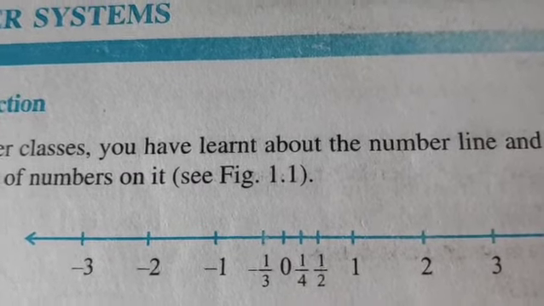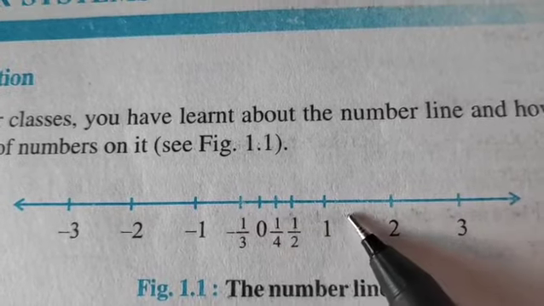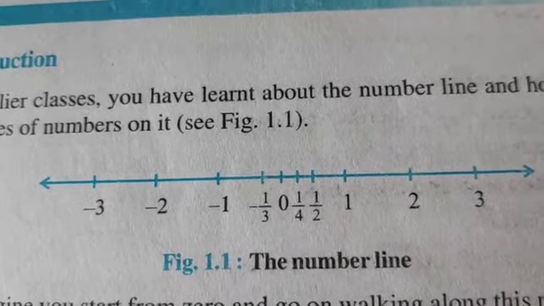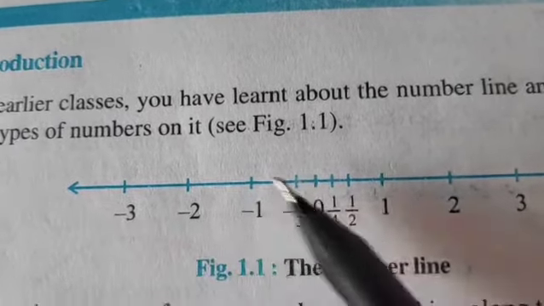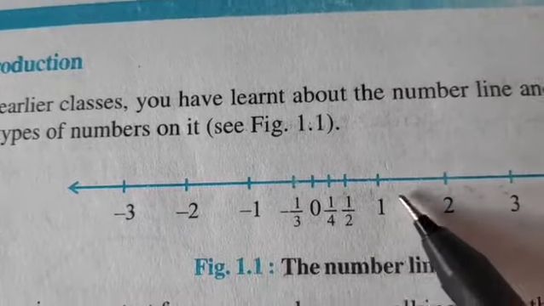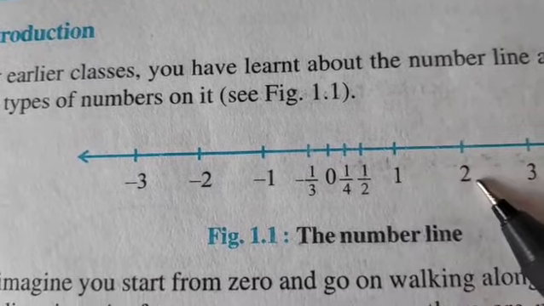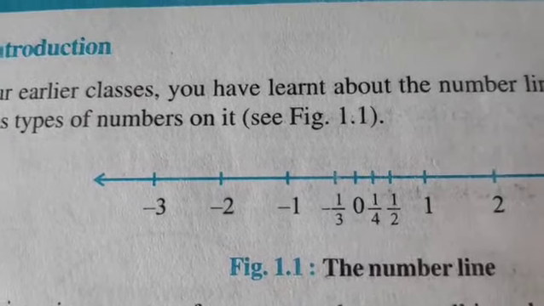Here they have shown you the marking of positive integers. This is 0, then 1, 2, 3 are positive integers, which are marked on the right hand side, and here negative 1, 2, 3 will be marked on the left hand side. And if you want the positive fractions, you mark them over here, and if you want a negative fraction, it is marked on the other side. All this you have come across, isn't it?